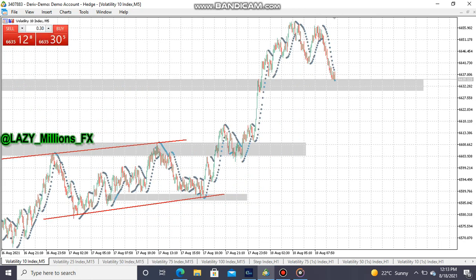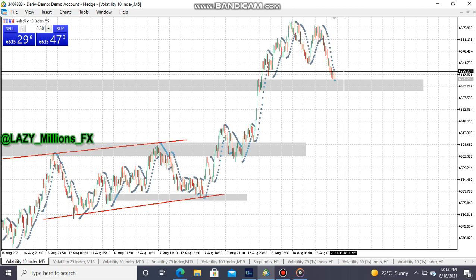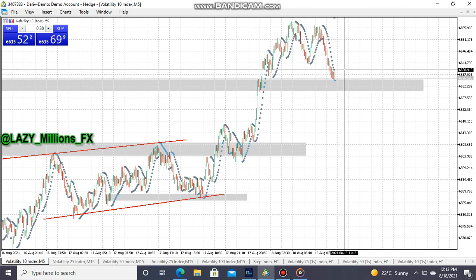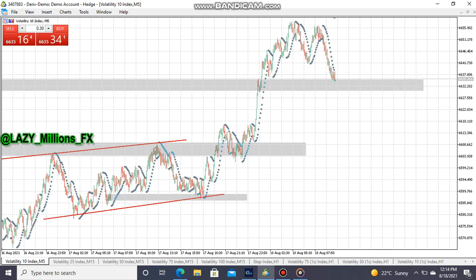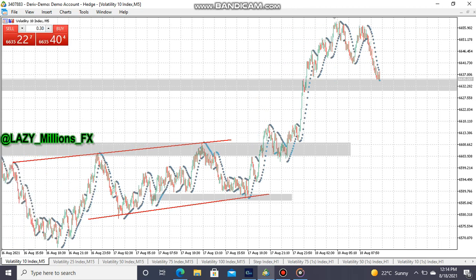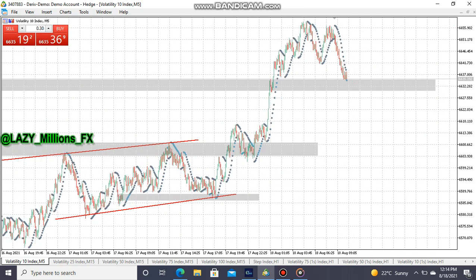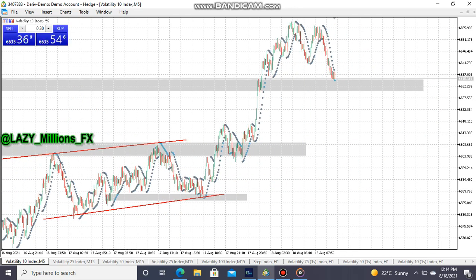So now we're waiting for the market to test this level, and then if the market continues to go up, look at here, do you see this parabolic SAR? If the market comes and crosses this parabolic SAR, then we are going to buy. But if the market decides to fall, then we will sell. This is how we make money from the market.